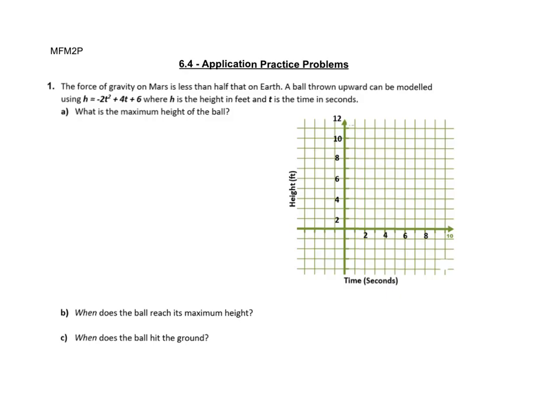I don't usually do videos for the practice problems, but in light of the newness of this material, I thought I would make one for you in this case. So the force of gravity on Mars is less than half of that on Earth. A ball thrown upwards can be modeled using h equals minus 2t squared plus 4t plus 6, where h is height in feet and t is time in seconds.